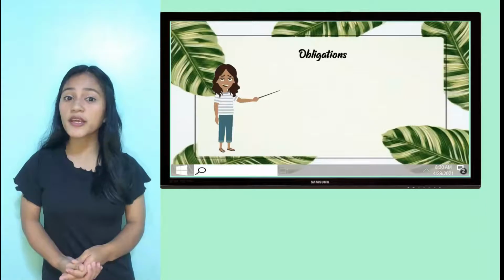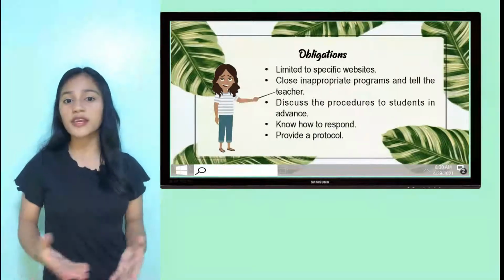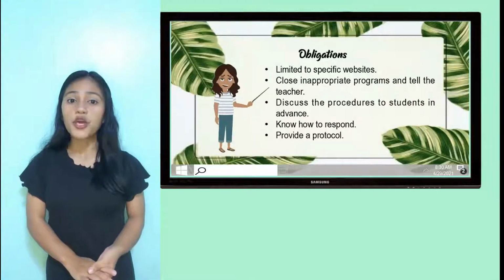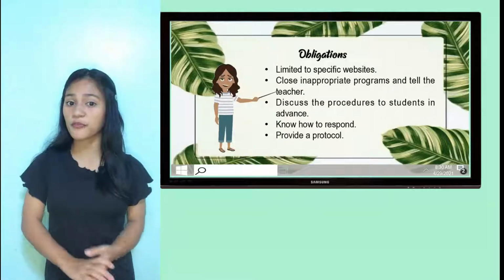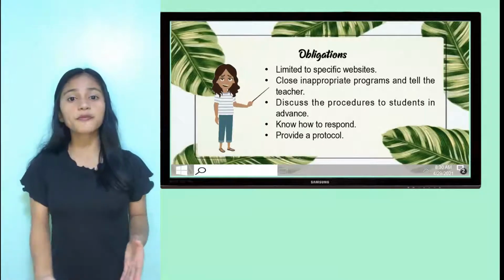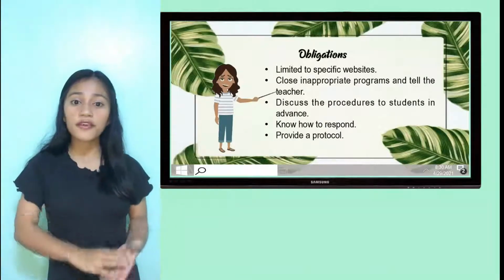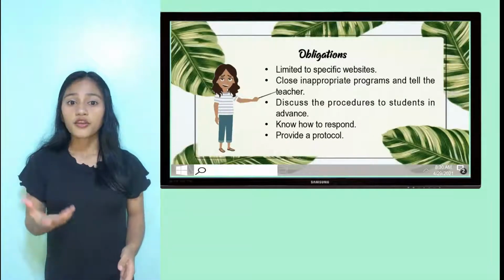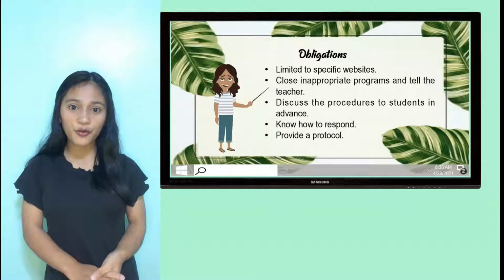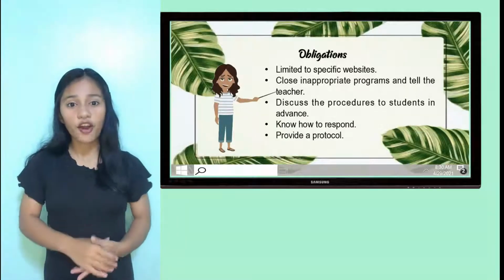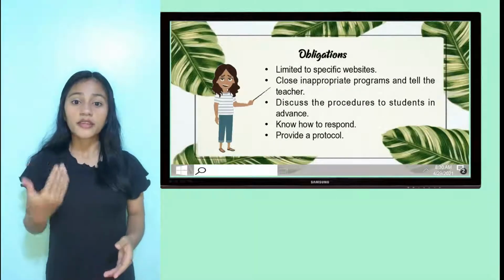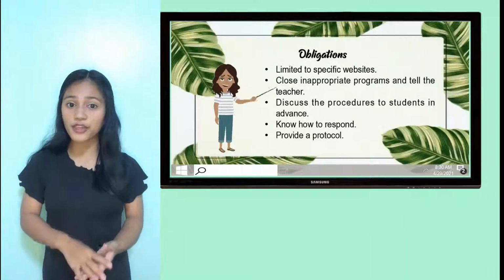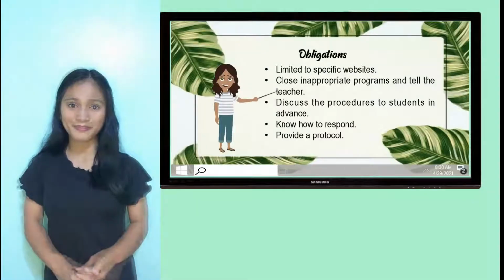Here are our obligations when it comes to using the internet and even the computer. So, the first one is that we should only have limited, specific websites. What are these specific websites? Of course, these are the websites that are subject related and credible enough to be used as a reference when it comes to learning online. Like for example, Encarta Kids, Khan Academy Kids, and we also have Coursera, Udemy, and even edX.